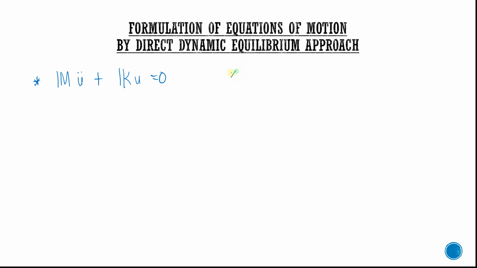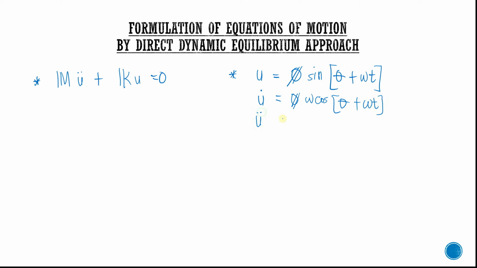Okay, since we have our general equation in this form, we also have our general solution. The general solution u is equal to phi sine of theta plus omega times the time. And the first derivative is equal to phi omega cosine of theta plus omega t. And then the response acceleration is equal to negative phi omega squared sine of theta plus omega t.